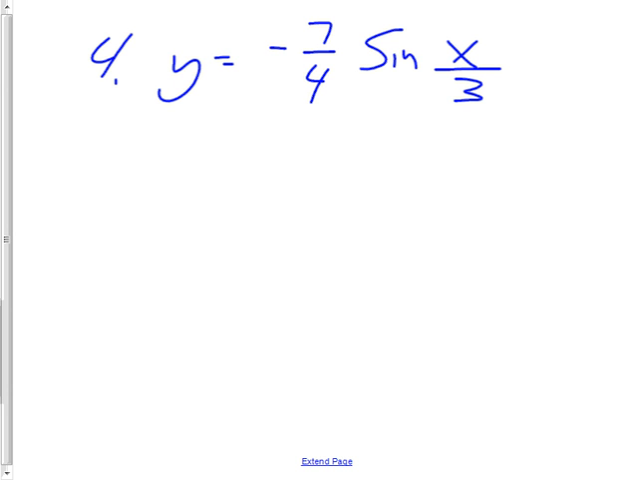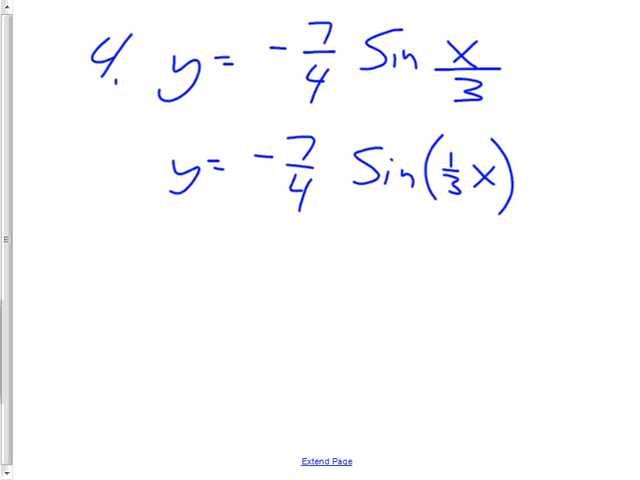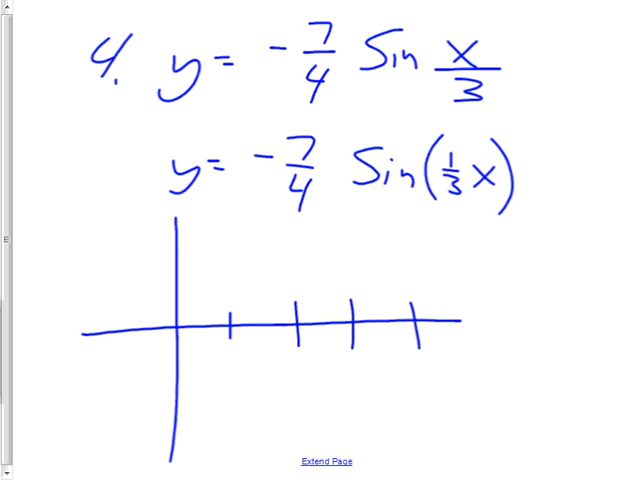All right. This one does have 2 tricky things going on. Let me help you understand it. First of all, I got -7/4 to deal with. And then I got sine of x over 3. I really encourage you to write this as 1/3 x. X over 3 is the same as 1/3 x, and it'll be way easier. Okay, so then you got your little picture. You say, I need to graph sine. Every single time, just graph the parent. So here's the parent one. There. I've graphed the parent.